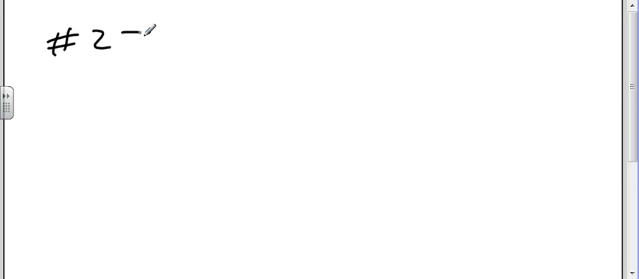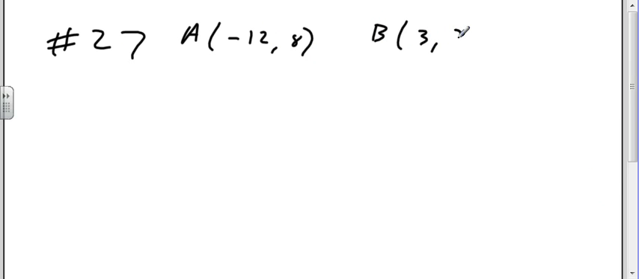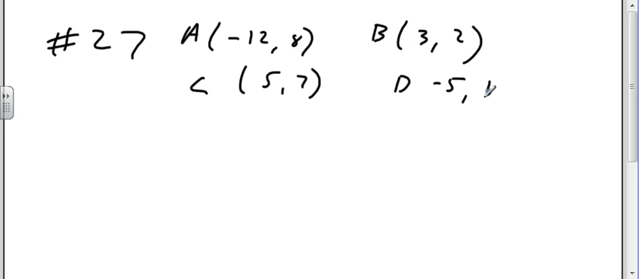27. All right, so I've got A, B, and C. Is this a trapezoid with one right angle? Okay, so I've got A (-12, 8), B (3, 2), C (5, 7), D (-5, 11).